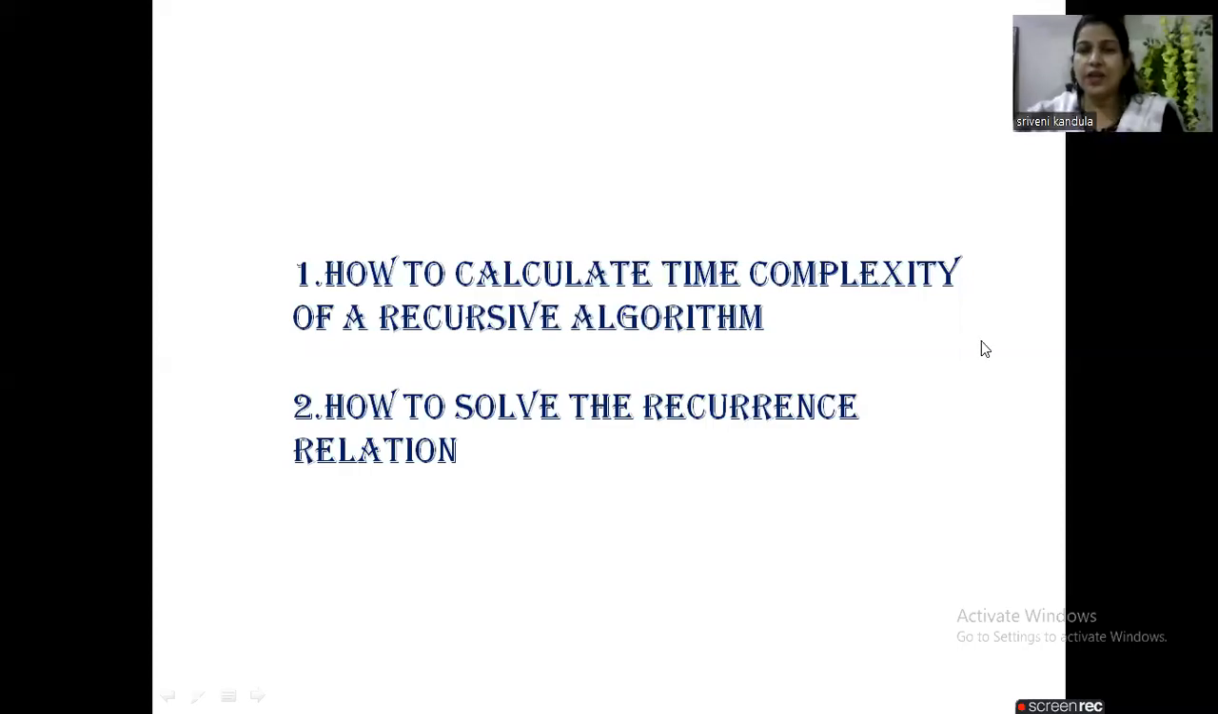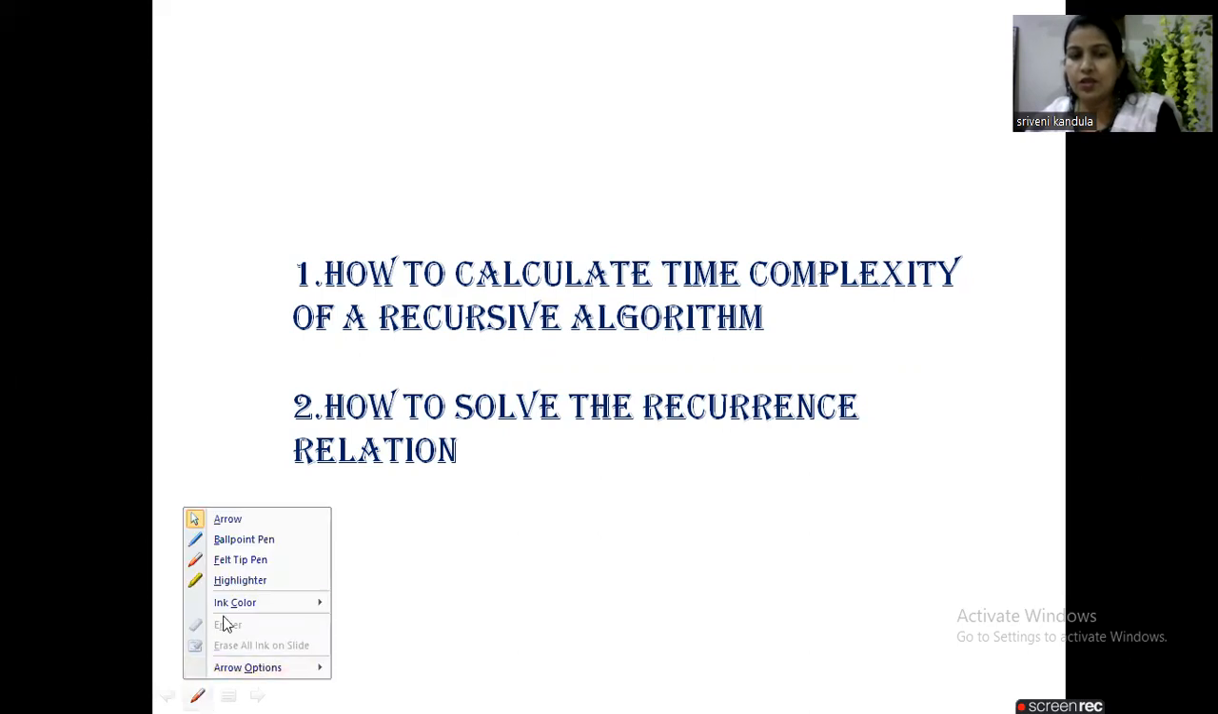Hello everyone. In this session, let us learn how to calculate the time complexity of a recursive algorithm and how to solve the recurrence relation that we will be obtaining in the solving of this recursive algorithm. Before proceeding, one note: this is a continuation of an earlier lecture. If you have not watched it, please watch the earlier lecture and then come back. It will be easy for you to follow.